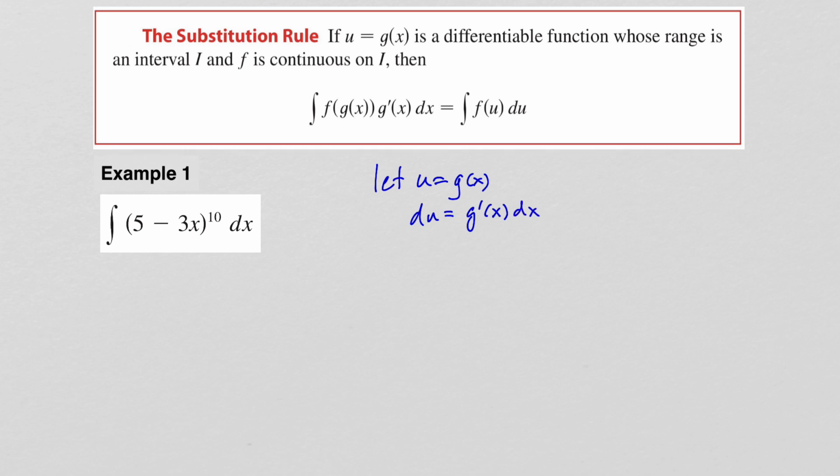And if we have the g prime of x readily available, we can make a direct substitution, u taking the place of g of x, and du taking the place of g prime of x times dx, and that gives us a simple integral.